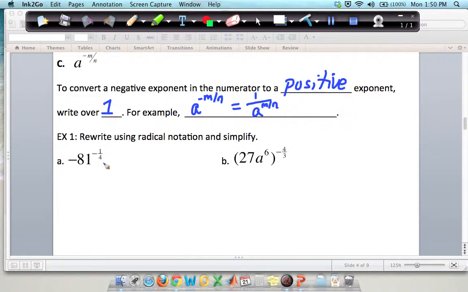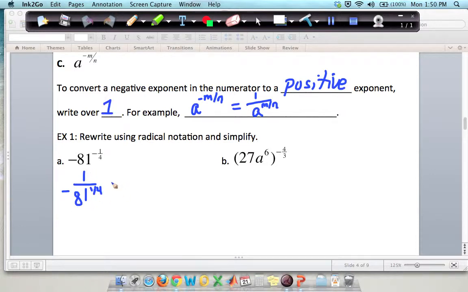So let's practice rewriting using radical notation and simplify. Negative 81 to the negative 1/4. That negative is really outside of the 81, so I can leave it outside. Then to make this negative 1/4 positive, move the 81 down to the denominator, and the negative 1/4 becomes a positive 1/4. So it's negative 1 over 81 to the 1/4.